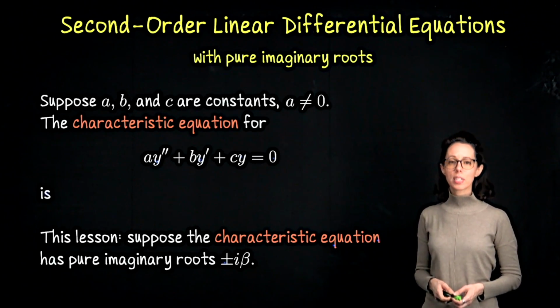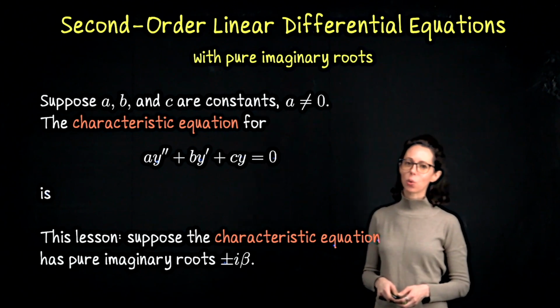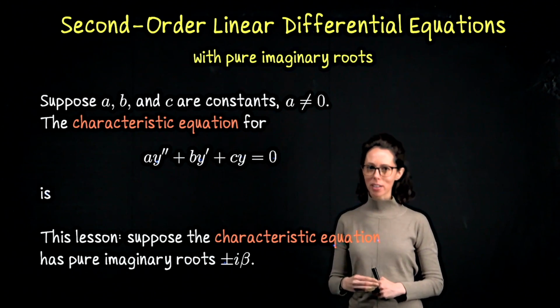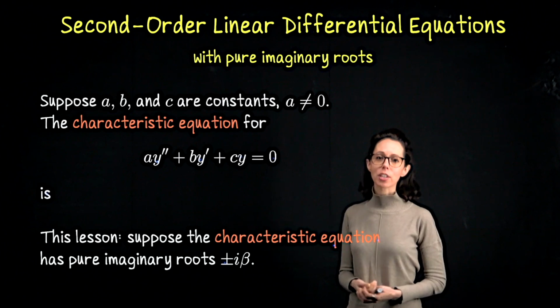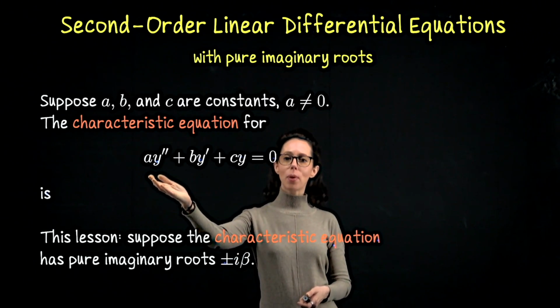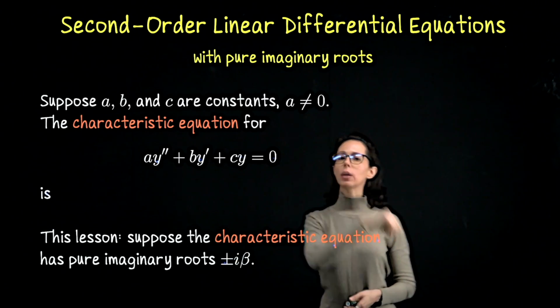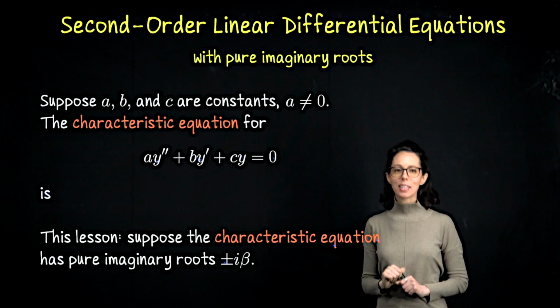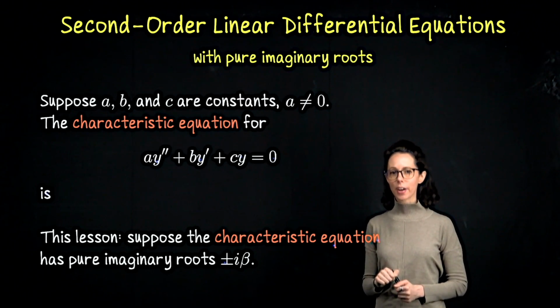In this video, we are going to continue our look at linear second-order homogeneous differential equations with constant coefficients. In other words, differential equations which can be written as ay'' + by' + cy = 0, where a, b, and c are constants and a is non-zero.